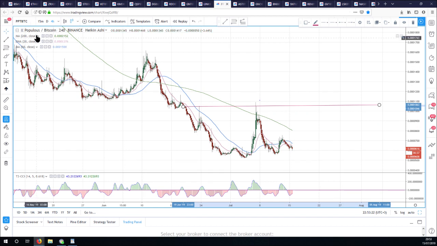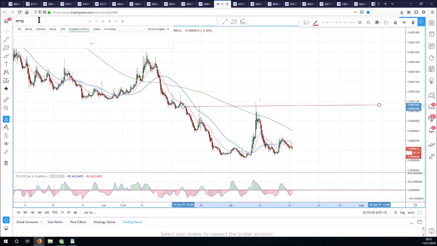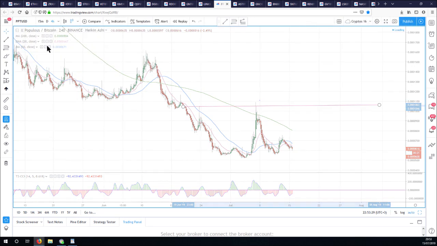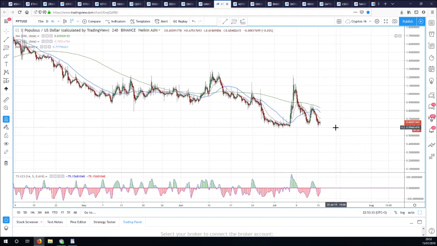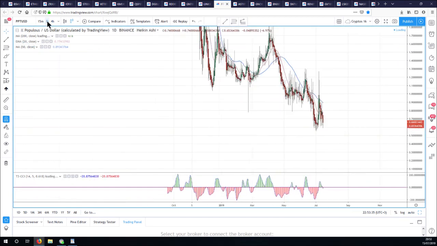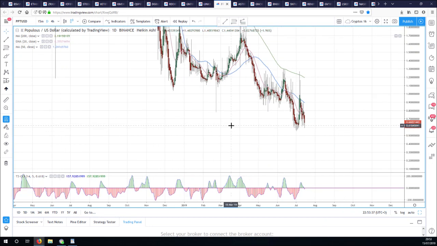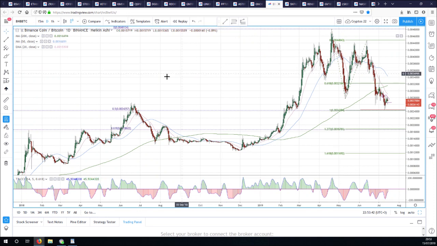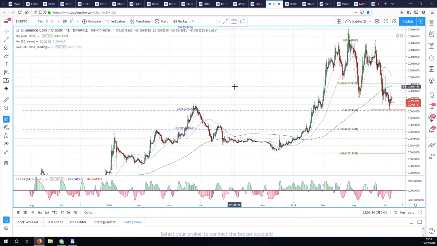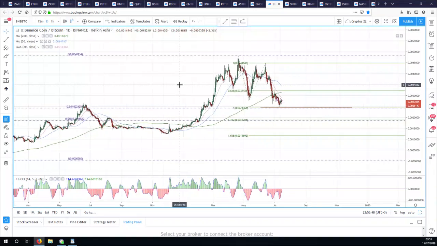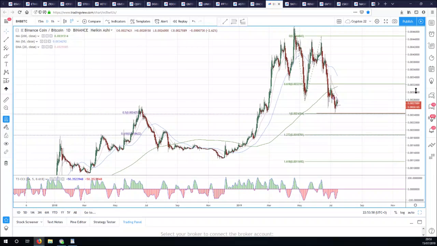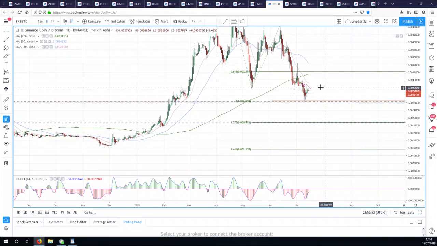Now, we've seen from a lot of alts that doesn't mean that they're getting crushed against the dollar, but yeah, it's much more sideways, Populous against the US dollar, but it's still not a buy for me. Sorry. Now BNB, I've been stalking an entry in, and I have been frustrated. Especially because BNB Bitcoin has behaved really properly.